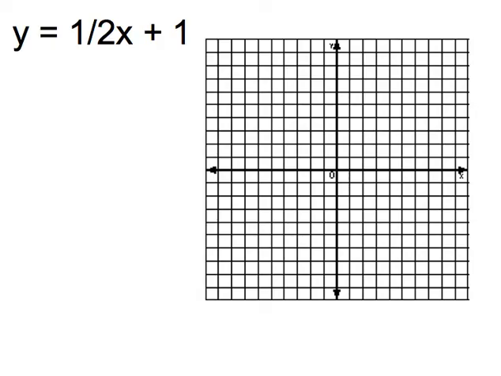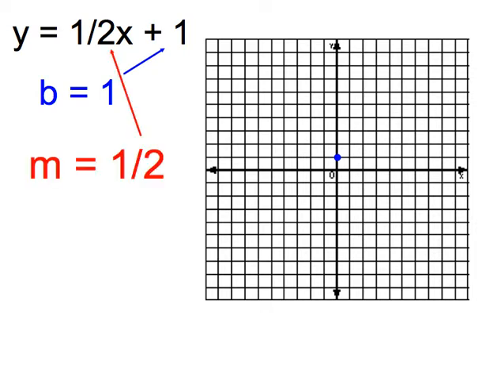Now if I'm going to graph y = 1/2 x + 1, the first thing I need to do is figure out what b is. b is the plus 1 at the end of the equation. Once I have b = 1, I'm going to go along the y-axis, because remember, the y-intercept is where the line crosses the y-axis, and I'm going to put a dot at positive 1.